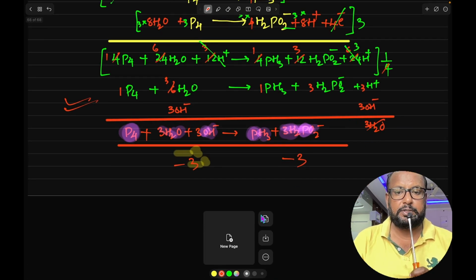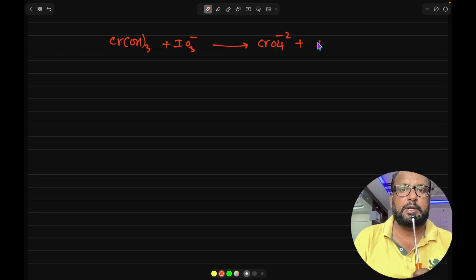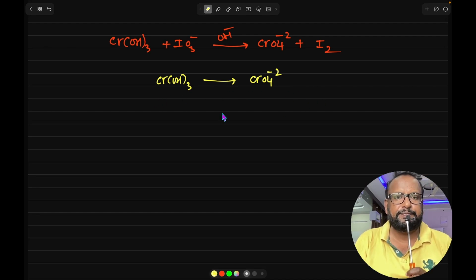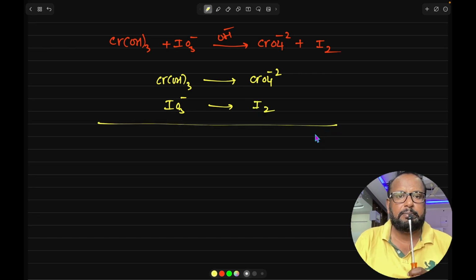Let us take one more question to balance the same thing here. I got Cr(OH)3 reacts with IO3- gives us CrO4 2- plus I2. So in basic medium, we have to solve this. We'll do the same process here. So Cr(OH)3 is converted to chromate ion CrO4 2-. Let us balance this. And the other one is IO3- gives us I2. So these two reactions should be balanced.